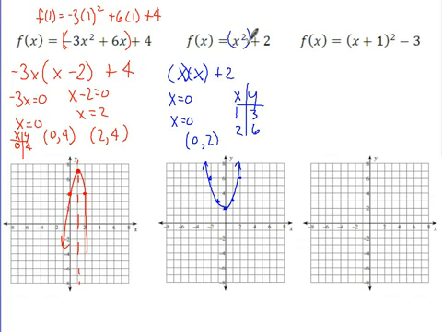Alright, so if I plugged in a 1, I got a 3 out. If I plugged in a 2, I got a 6 out. So over 1 up 3, over 2 up 6. I reflected these over this axis of symmetry here at 0, and there's the shape of your parabola.